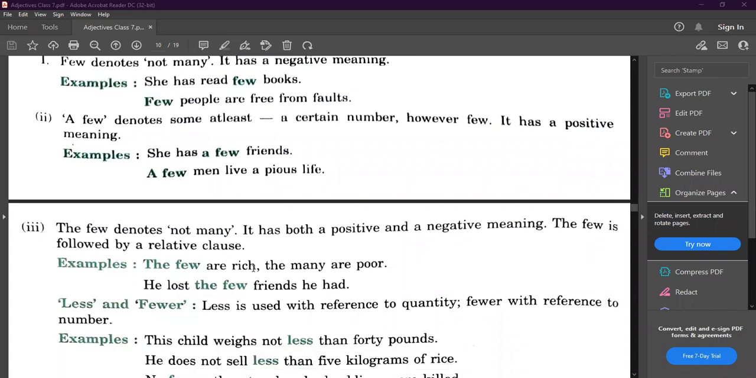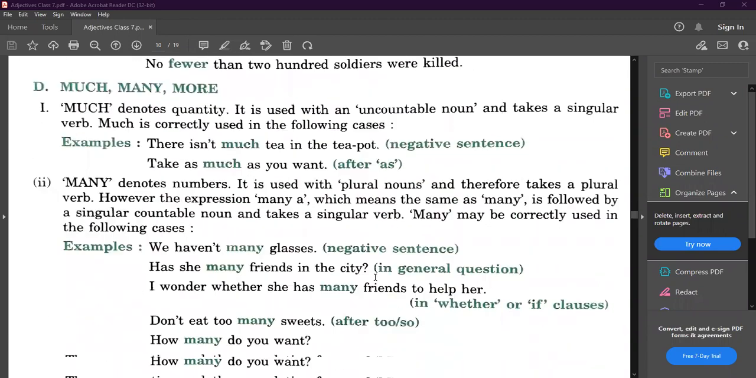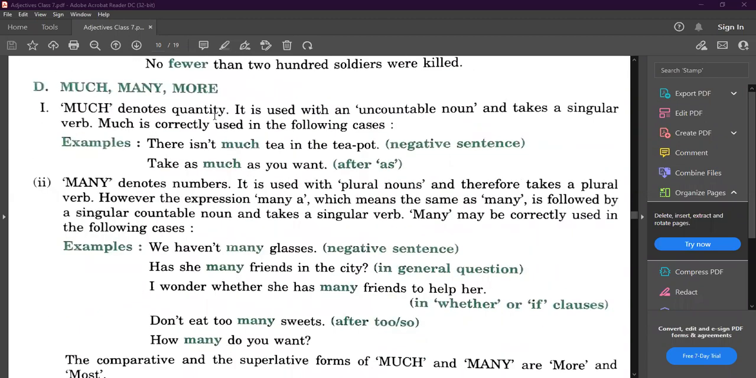The few are rich, the many are poor. Okay, much, many, and more. Much denotes quantity. Uncountable nouns take a singular verb.